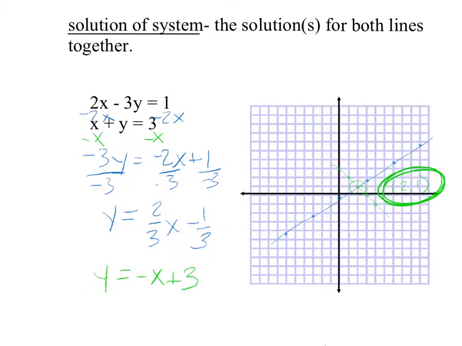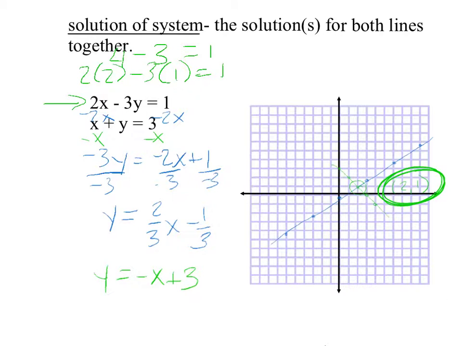Now you don't have to do this, I just want to show you. If I go back and I plug in 2 for x and 1 for y, I'll have 2 times 2, so I'm plugging it in for this one right here, minus 3 times 1 equals 1. 2 times 2 is 4, so I've got 4 minus 3. 4 minus 3 equals 1.